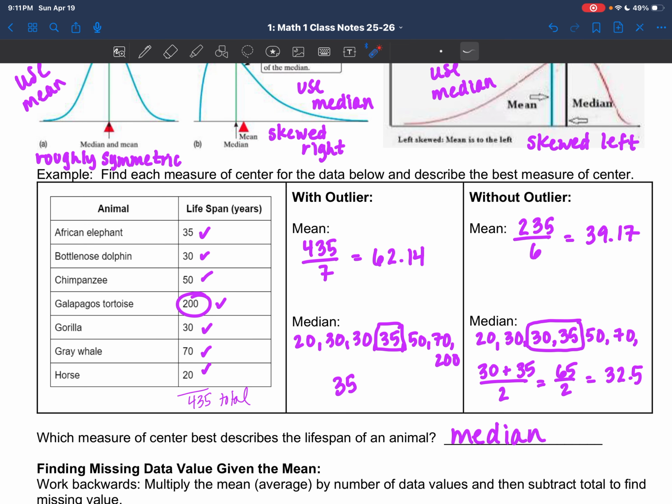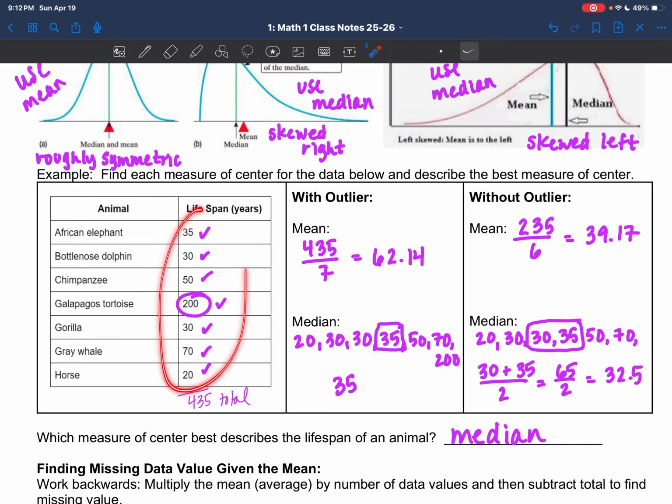So now let's look at this table. We want to find the measure of center for the data below and describe the best one. So we've got our animals, we've got lifespan. Well, I want you to look at this one. This 200 is very different, because these are 30s, 50, 30, 70, 20. So these are all pretty small values, and then 200 is definitely the outlier. That one stands out.